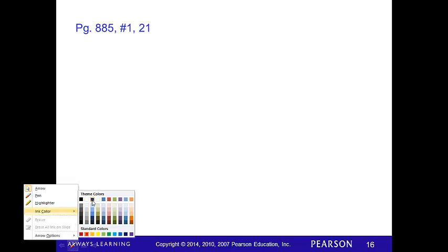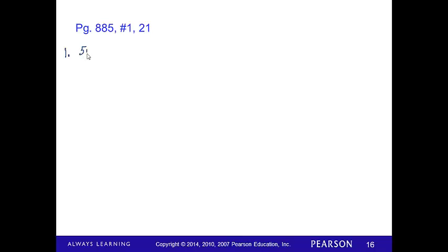So let's go ahead and go straight into our books on page 885, and we're going to look at problems 1 and 21. So number 1, it says use Gaussian elimination to find the complete solution to each system of equations or show that none exists. We're going to bypass Gaussian elimination and use our calculators instead.